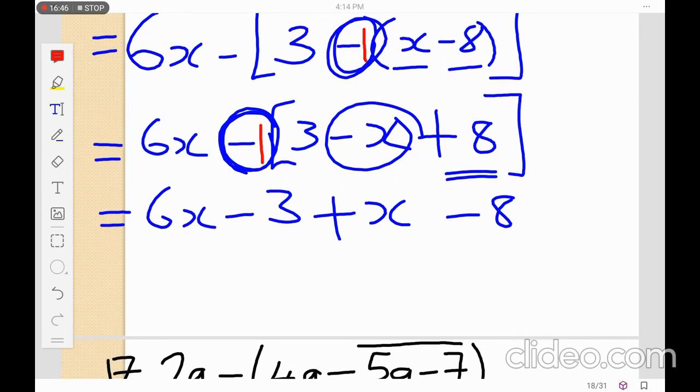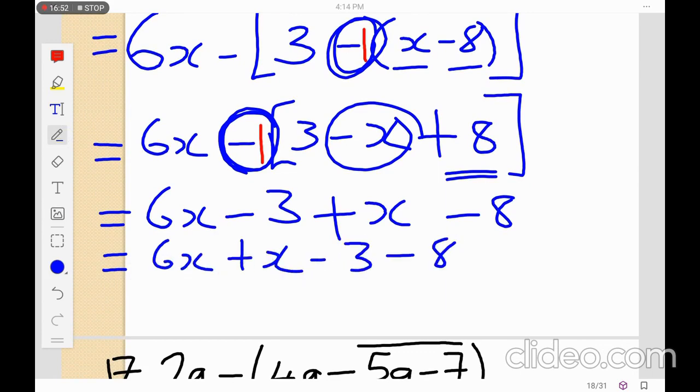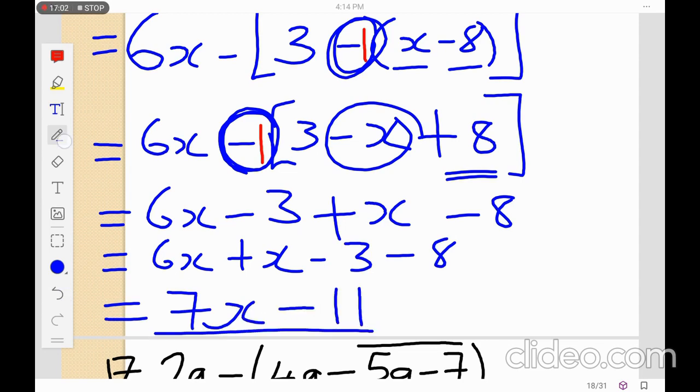We have 6x plus x minus 3 minus 8. So for the first part I'll get 7x there, sorry, that's a 7x. Then I've got minus 11. This becomes the final answer there.